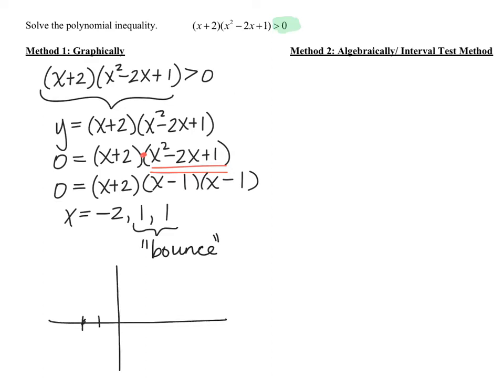I'll plot my x-intercepts, negative 2 and positive 1. Then I also need to think about the shape of the graph. Looking at the function, y equals x plus 2 times the quantity x squared minus 2x plus 1, that's in factored form, but if I had distributed, x times x squared would be x cubed. So I ultimately have a function that is degree 3. This is a cubic, and cubics have an S shape. The leading coefficient out front is a positive 1, so this is an S that is going to rise to the right.